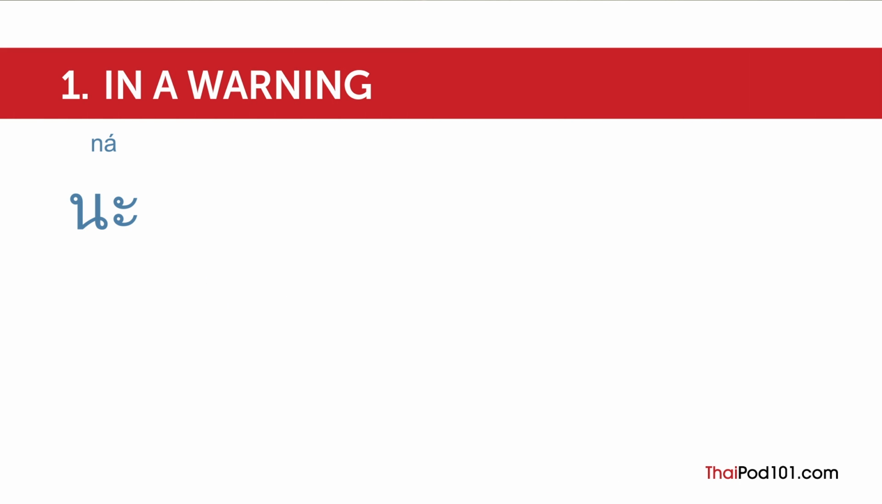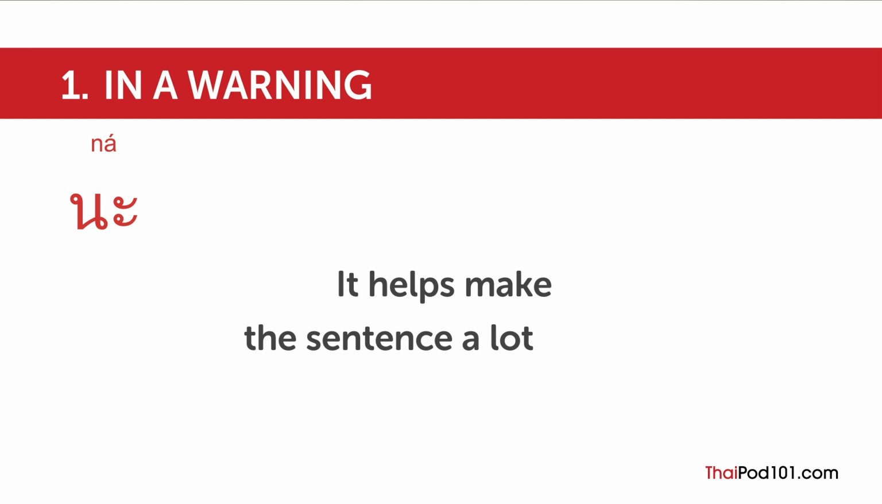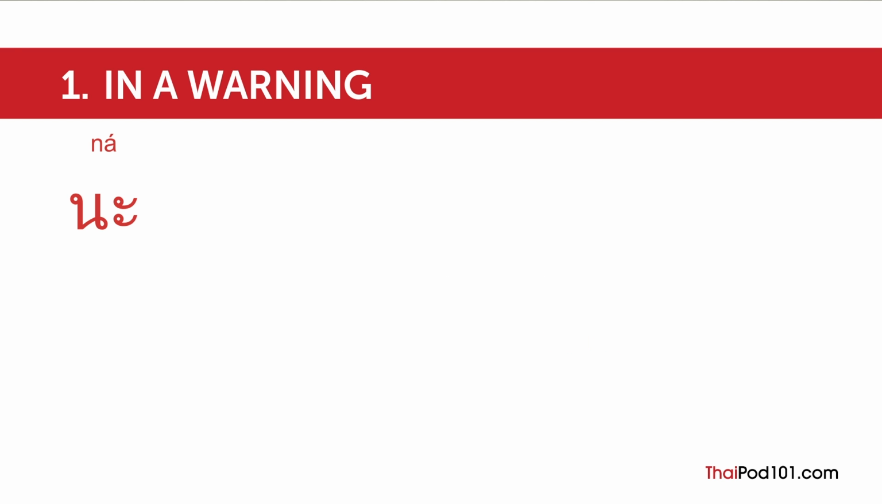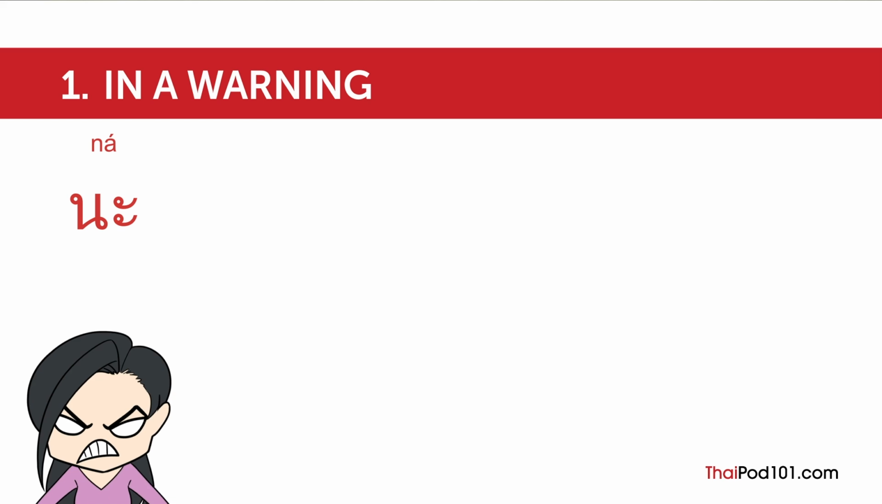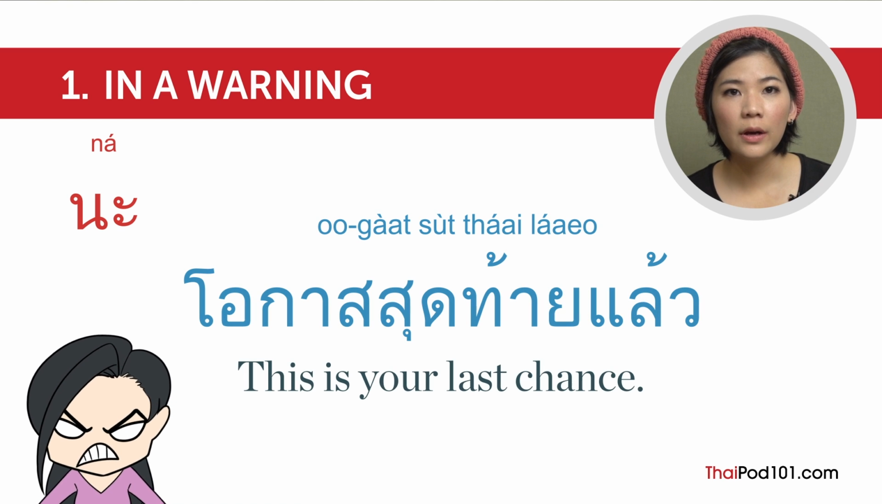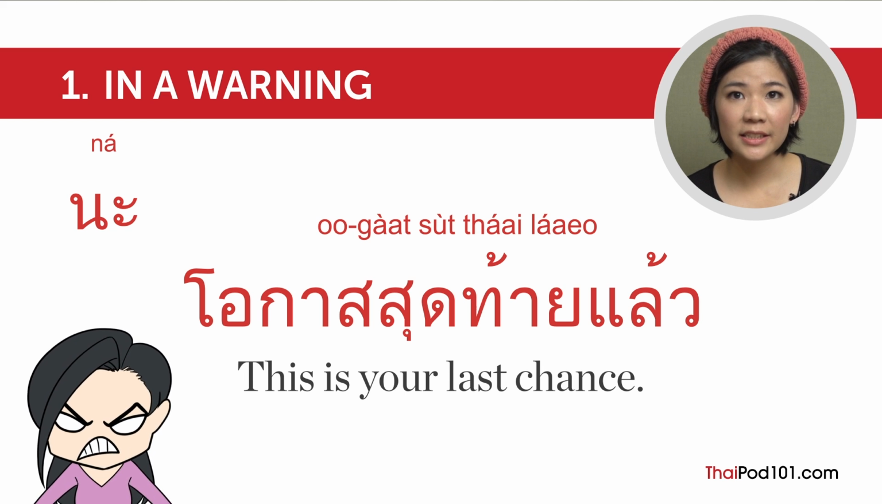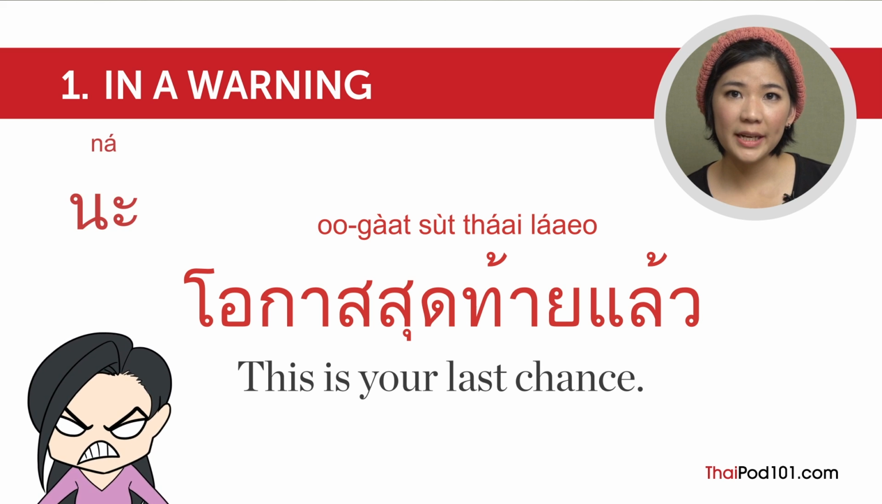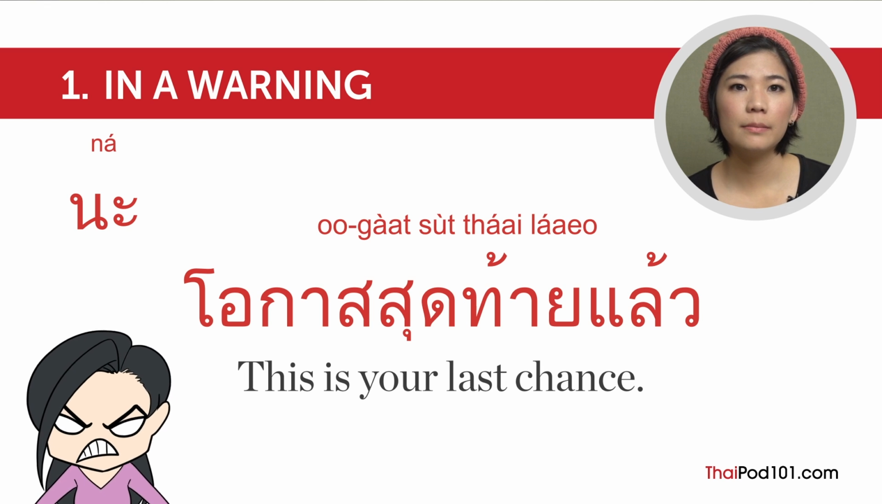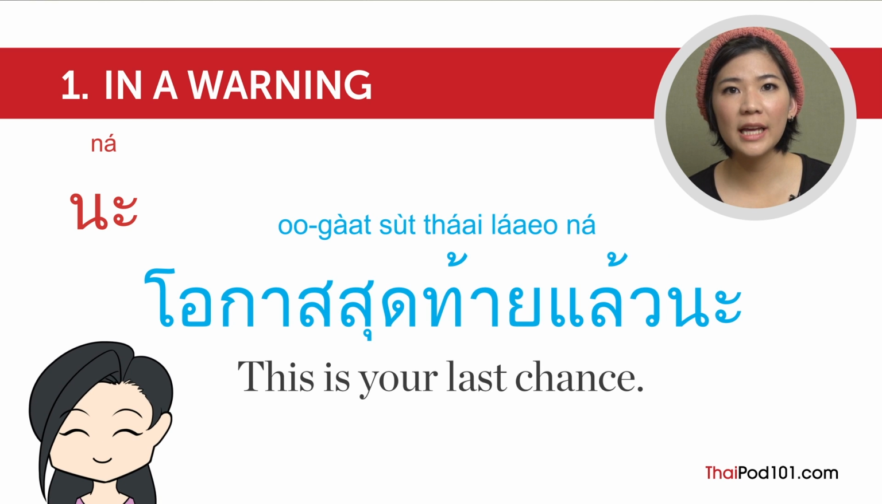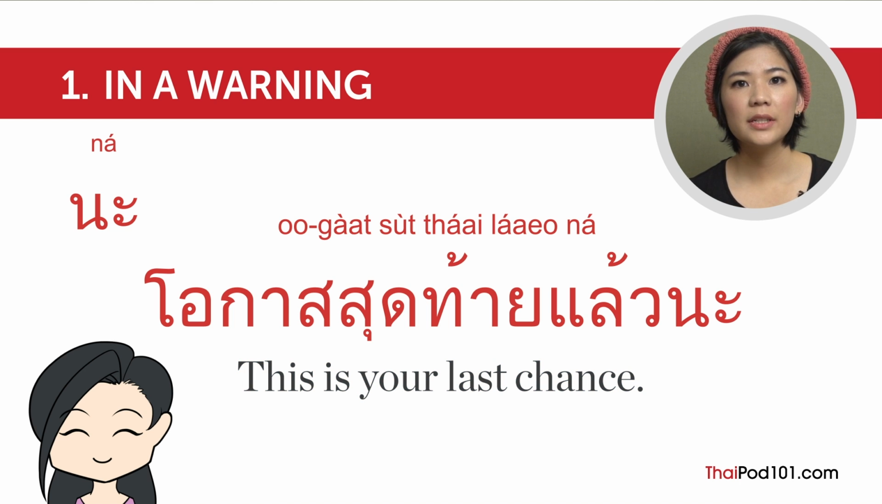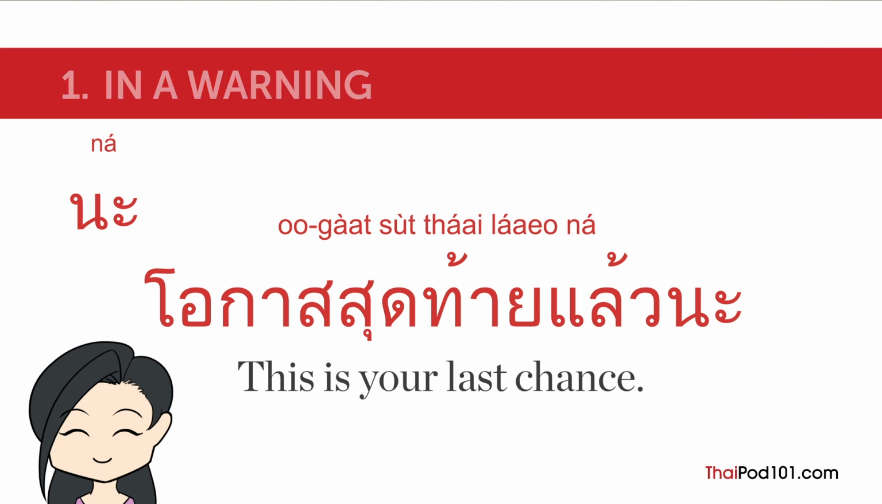นะ in a warning helps make the sentence a lot softer. For example, an angry teacher might say, โอกาสสุดท้ายแล้ว. This is your last chance, to a naughty student. This sentence doesn't contain นะ which makes it sound like a strong demand. Compare that with โอกาสสุดท้ายแล้วนะ. This is your last chance. The sentence becomes a lot softer and gentler, suggesting the speaker has a feeling of care towards the listener.